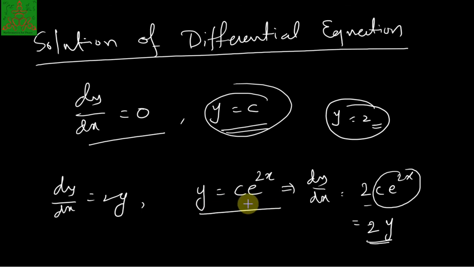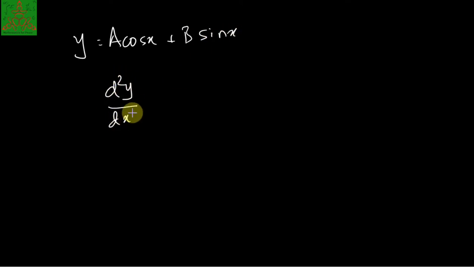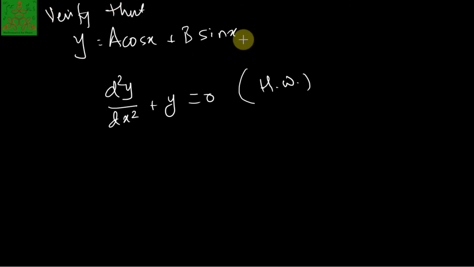In the same manner, let's have one more example. Let's say y is equal to a cos x plus b sin x is the solution for this differential equation, that is d square y by dx square plus y equal to 0. You can verify that yourself. I am giving it to you as homework: verify that this is the solution of this equation.